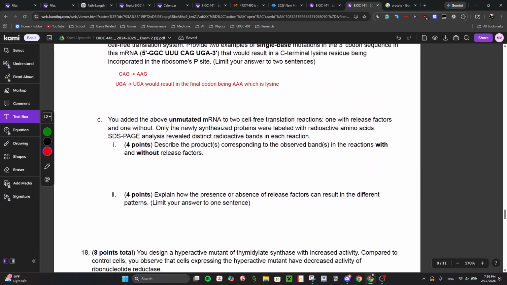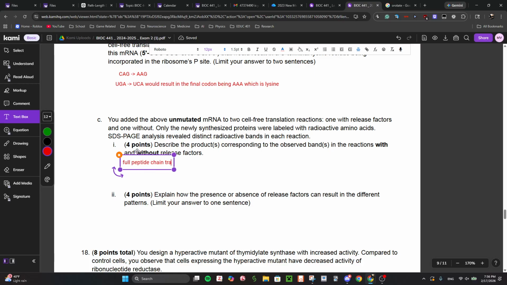Okay, for C, you add the above unmutated mRNA to two cell-free translation systems, one with a release factor, one without. Describe the products corresponding to the observed bands with and without the release factor. So with the release factor, it's just going to be the full peptide chain, right? It's going to travel far in the gel.